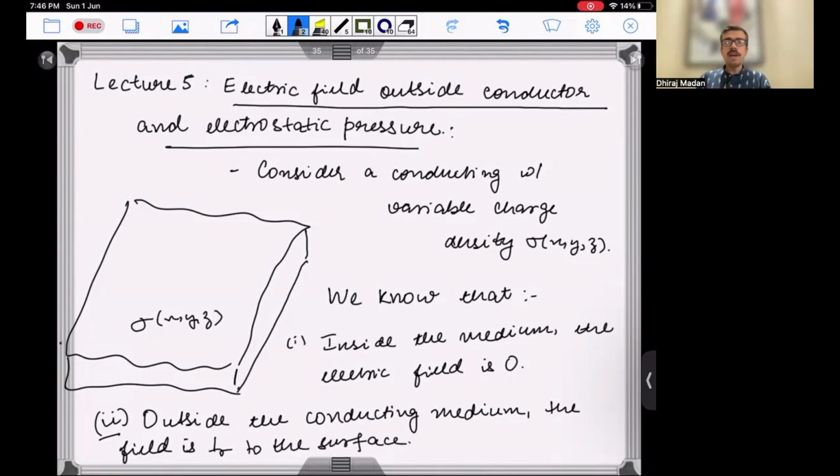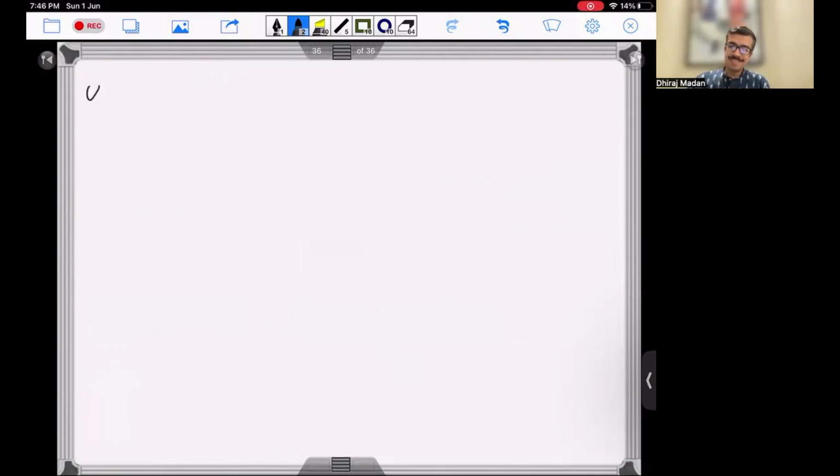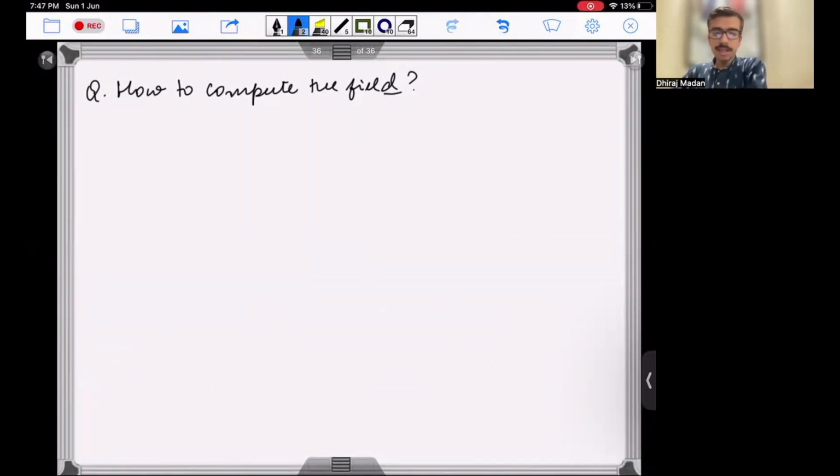But the question is how much is that field, or how to compute the field. It turns out that there is a very simple expression for the electric field outside the surface in terms of the charge density. So let's compute that today.